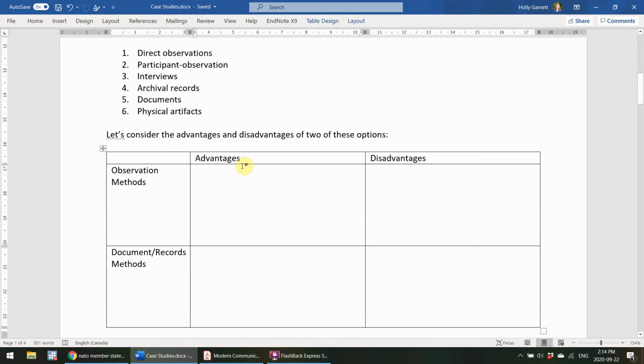All right, so observation methods. One advantage is that it is definitely firsthand and it's not mediated. So like the example I gave of the researchers who observed how a campaign was running from the inside, they didn't get any sort of mediated understanding of what was going on in that campaign. They got to see firsthand.